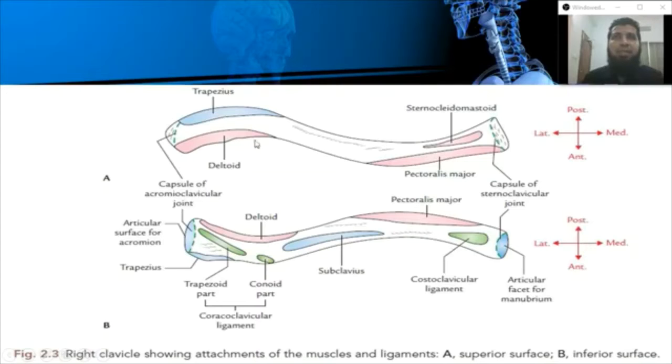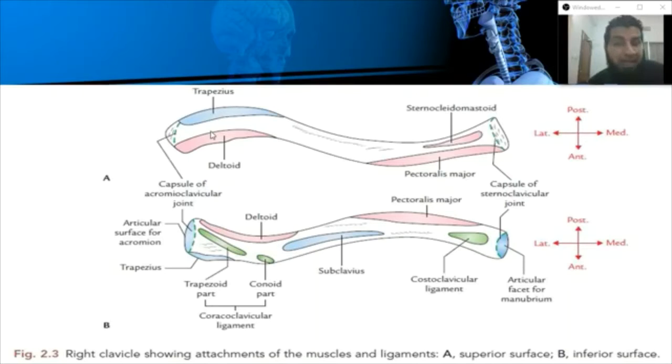There is the medial two-thirds and the lateral one-third. In the medial two-thirds, on the anterior surface there will be the origin of the pectoralis major muscle. On the superior surface there will be the sternocleidomastoid muscle. In the lateral one-third there is an anterior border and a posterior border. The anterior border gives attachment to the origin of the deltoid, and on the posterior border there will be the insertion of the trapezius muscle. You will then be asked about the nerve supply of these muscles.